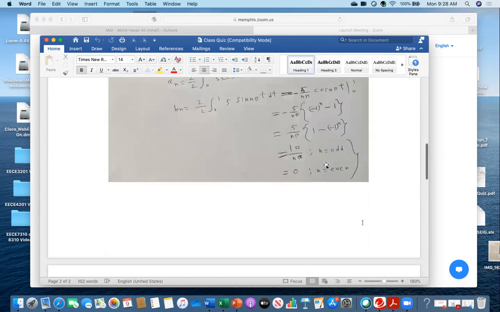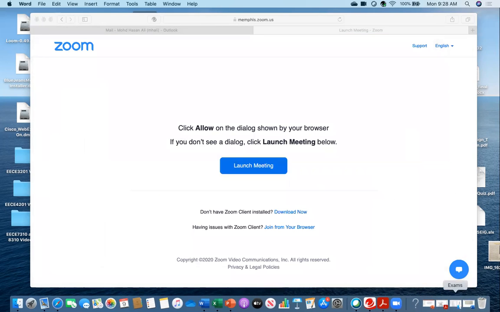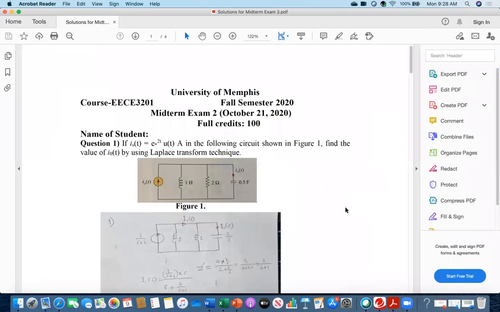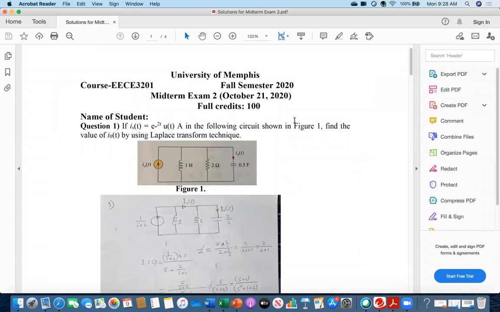Okay, great. So now let's open the other one. Everybody, can you see midterm exam 2? Yes. Okay. So this was for you, about 2 weeks, more than 2 weeks before. You might have forgotten the questions, but this was the question.